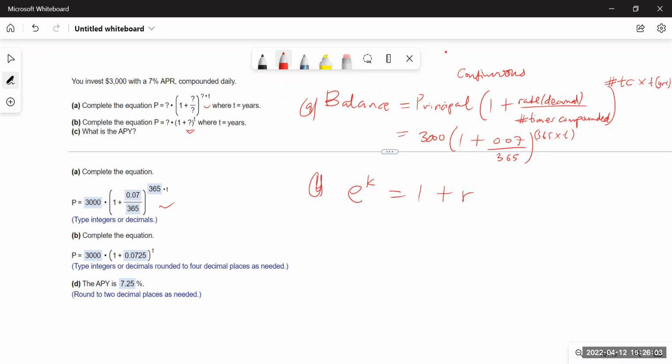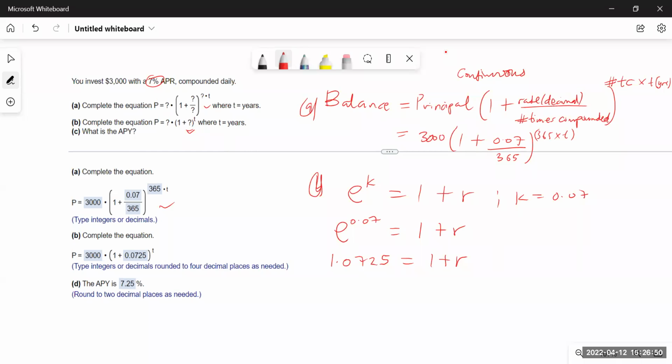Okay, what is your k? Your k is the rate, and the rate is 7%, which is 0.07. So let's do e exponent 0.07 is equal to 1 plus your r. You close your parentheses, and that gives you, let me do 4 places, 1.0725 is equal to 1 plus your r.